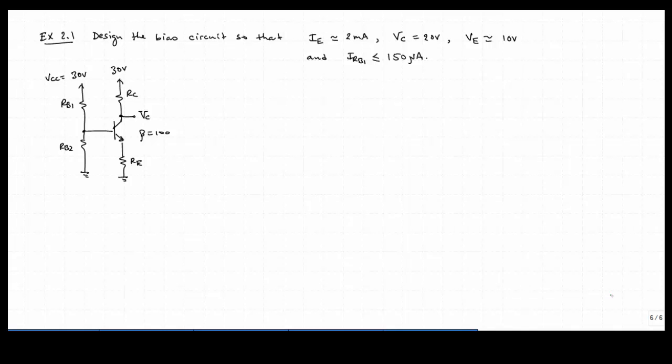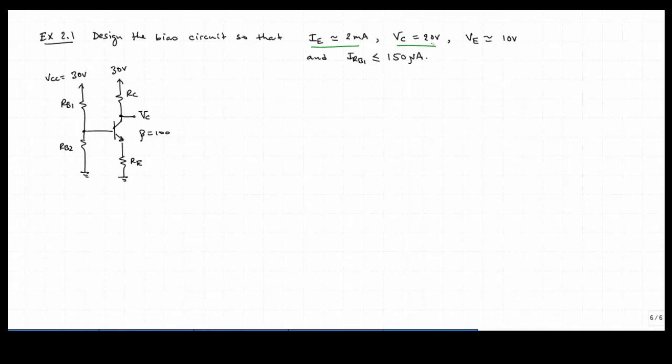Okay, let's apply this now to a design example. So in this example 2.1 here, we have the classical emitter resistor feedback arrangement. This is what would be typically used on a discrete bipolar junction transistor amplifier. So if you go build a discrete unit in the lab, you might use something like this if it was a simple amplifier. The requirements for this amplifier is that IE, emitter current, is 2 milliamps.